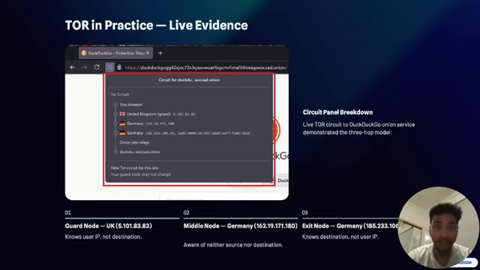In this slide, we're going to talk about Tor live evidence. To validate the theory, we used the Tor browser and examined a live Tor circuit. The circuit showed three relay nodes: a guard node located in the United Kingdom, a middle node located in Germany, and an exit node also located in Germany. This practical evidence demonstrated how Tor separates knowledge between relays. The guard node knows who the user is but not where they are going, while the exit node knows the destination but not the user. This architecture is what provides anonymity within the Tor network.